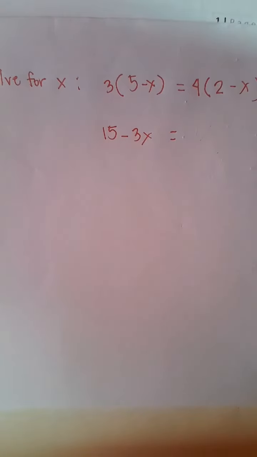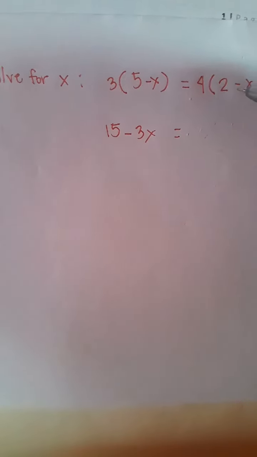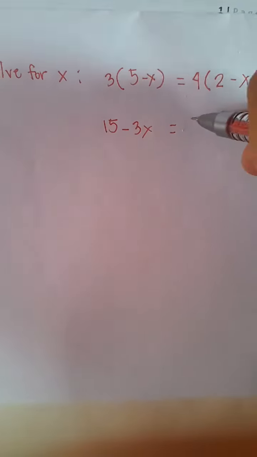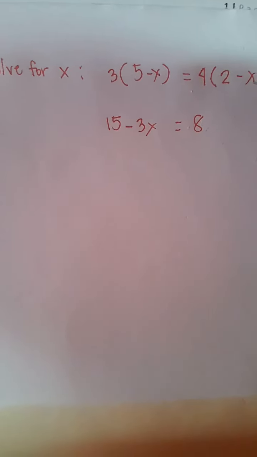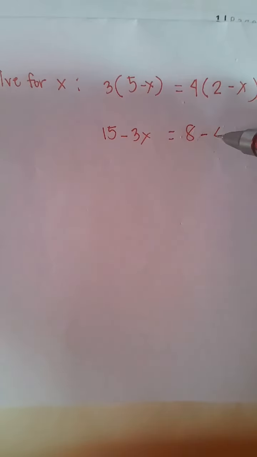Dayon sa pikas na pod na side, kini si 4, i-distribute na pod daari. So 4 times 2 is 8. And then 4 times negative x, we have negative 4x.